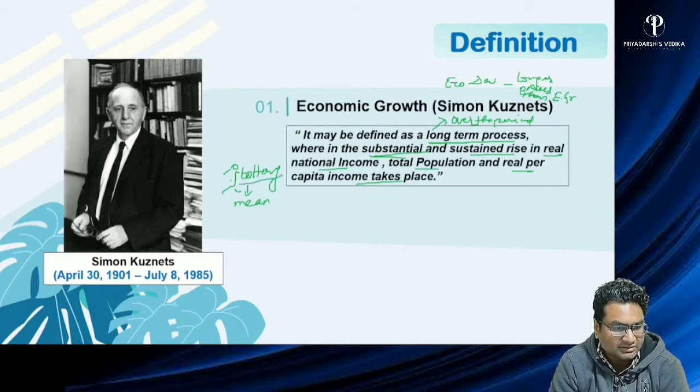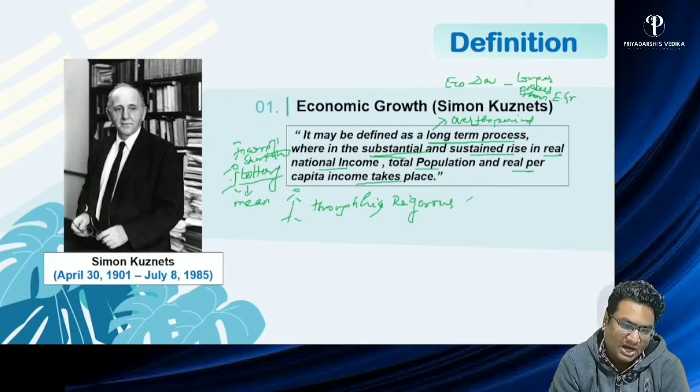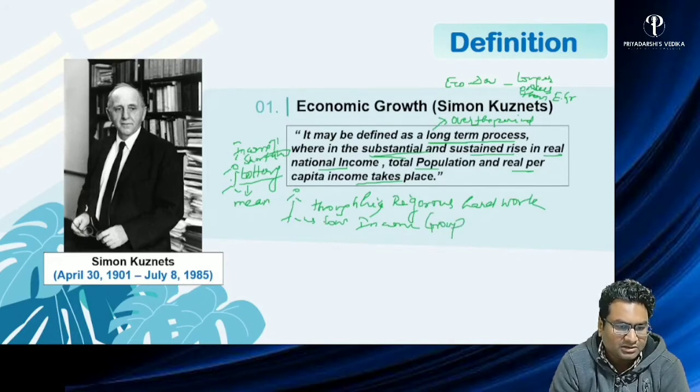Winning a lottery is not economic growth. Although his income has increased, this is short lived income. But if some guy who is in a low income group, through his rigorous hard work and committed work, after say 5 years comes under a higher income group.